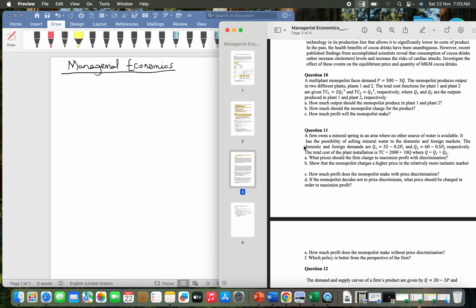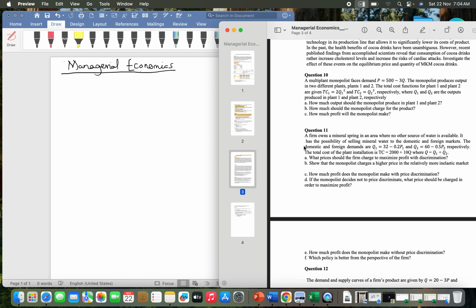A. What prices should the firm charge to maximize profit with discrimination? B. Show that the monopolist charges a higher price in the relatively more inelastic market. C. How much profit does the monopolist make with price discrimination? D. If the monopolist decides not to price discriminate, what price should be charged in order to maximize profit? E. How much profit does the monopolist make without price discrimination? F. Which policy is better from the perspective of the firm?